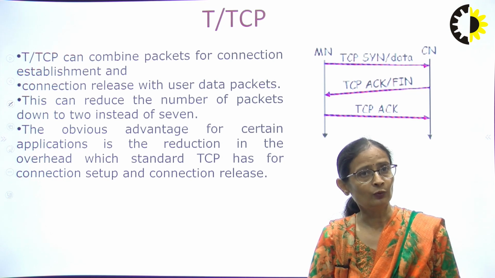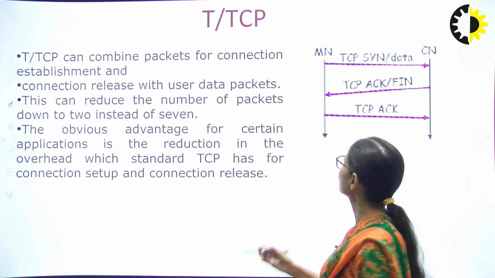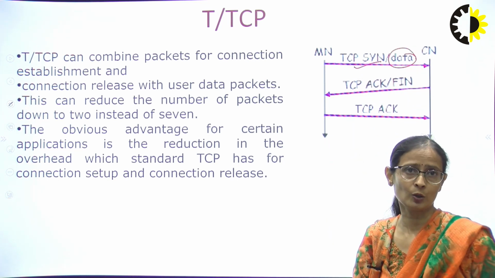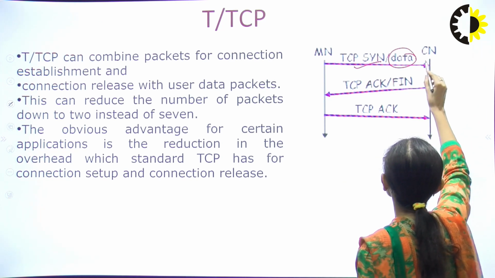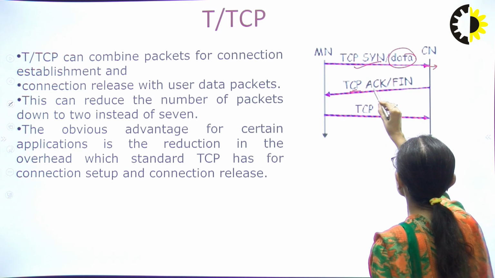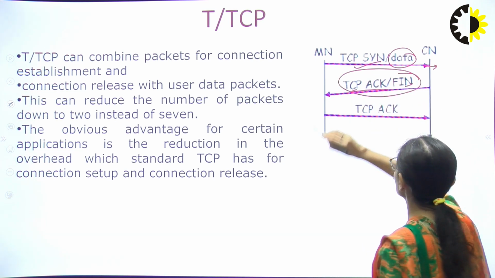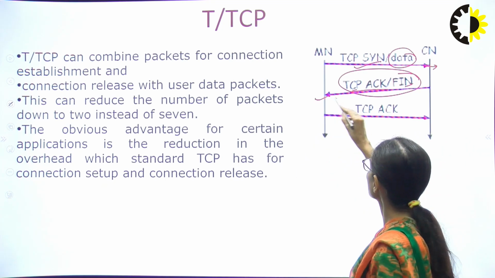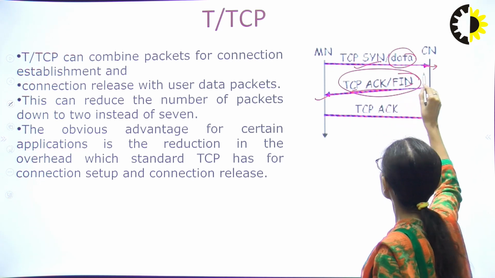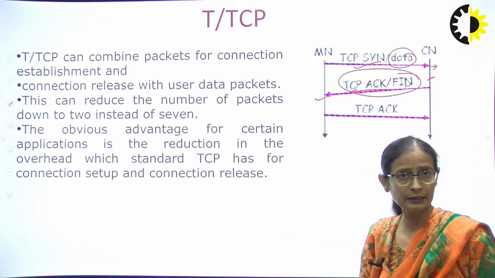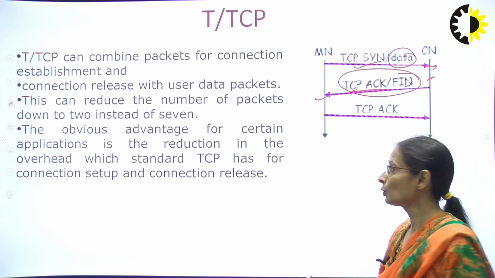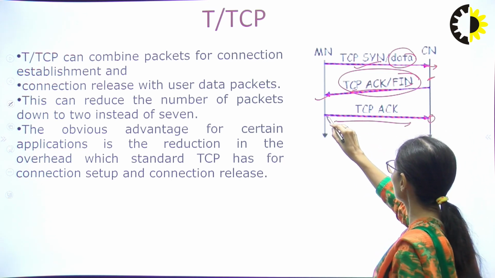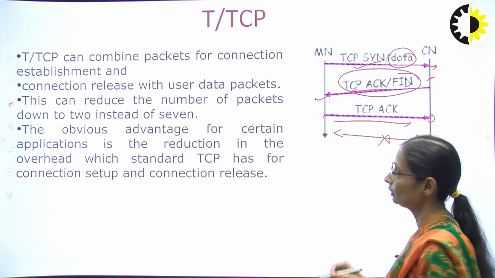Now what has T/TCP done? In the case of T/TCP, along with TCP SYN, the MN is sending the data, but this data needs to be very short, to the CN. Once the CN receives the data, it will send a TCP ACK as well as a FIN packet. Both things are included in one packet. And once the MN receives this, it will assume that the packet has been successfully received by the CN and the connection needs to be released. So in return, it will send a TCP ACK packet to the CN. Now the CN comes to know that there is no further connection between the two.